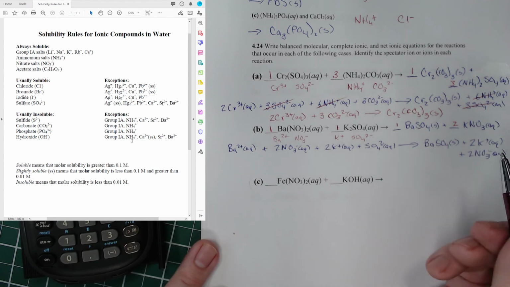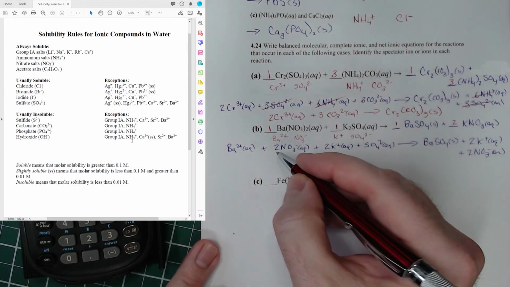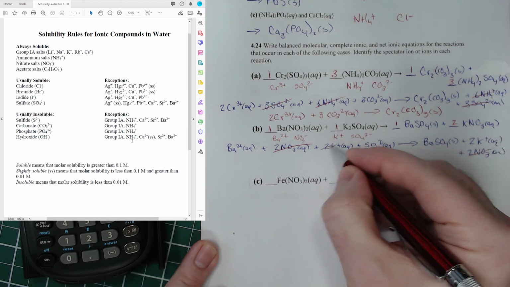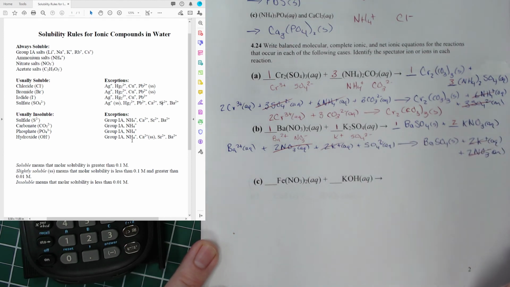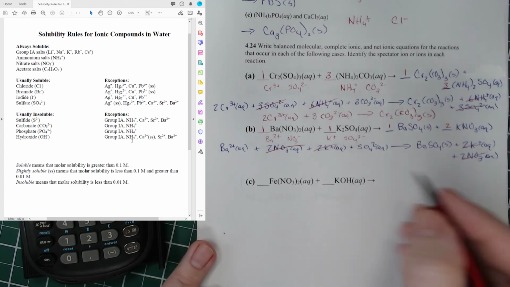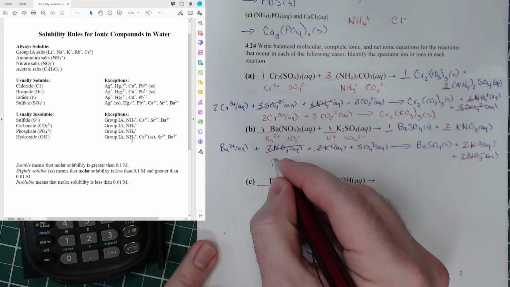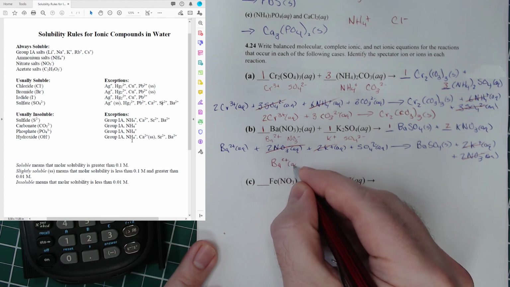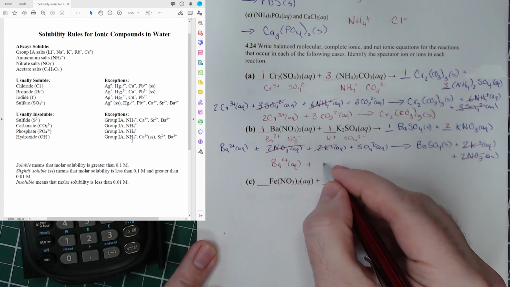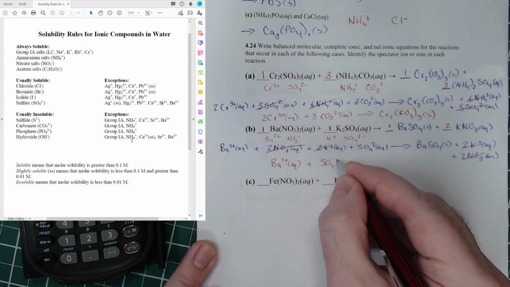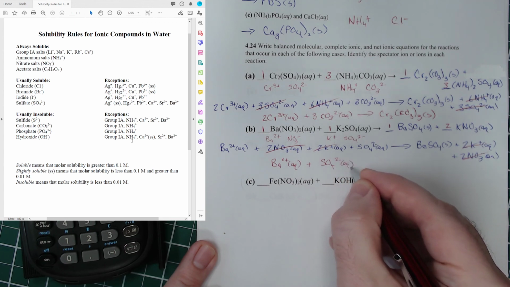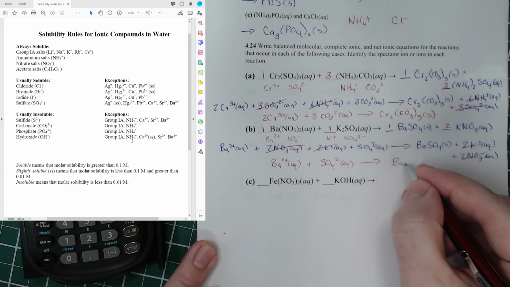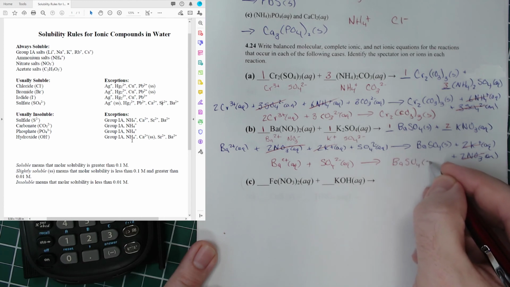All right, we'll cancel out anything that is the same on both sides. We'll see that we have 2 nitrates on each side and 2 potassiums on each side. So what's left over is our net ionic equation. So that will give us Ba2+ (aq) plus SO4 2- (aq), and then that gives us BaSO4 solid.